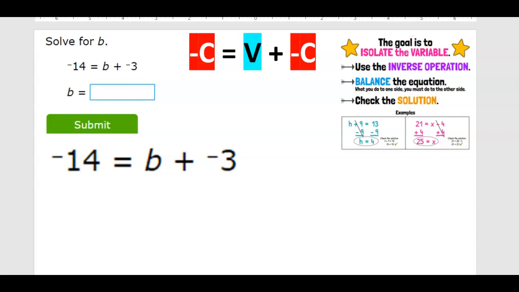Okay, the goal is to isolate the variable. How do we do that? I first identify the variable. Where are you, variable? And there you are. Now use the inverse operation. Ooh, interesting. This gets a little more interesting.